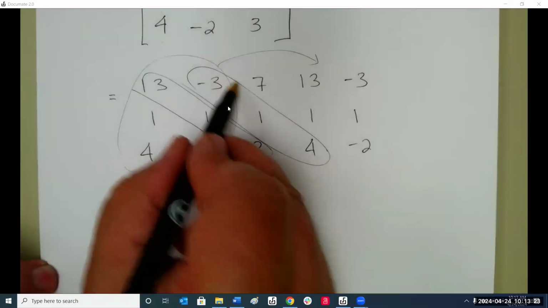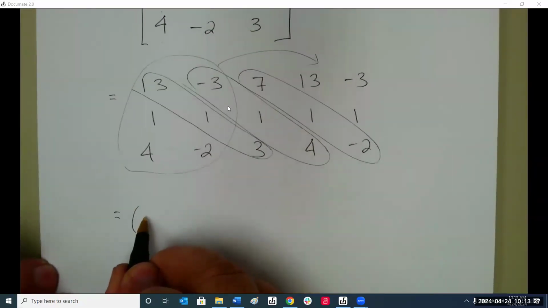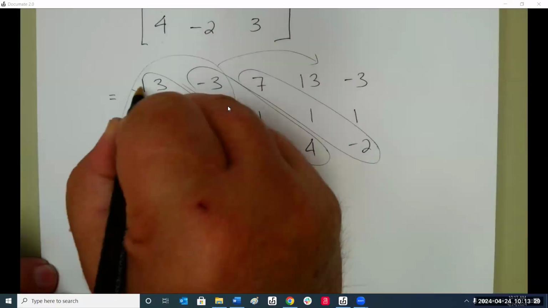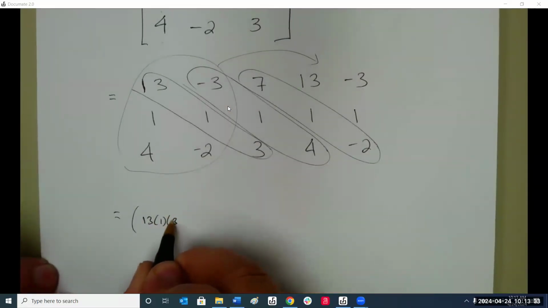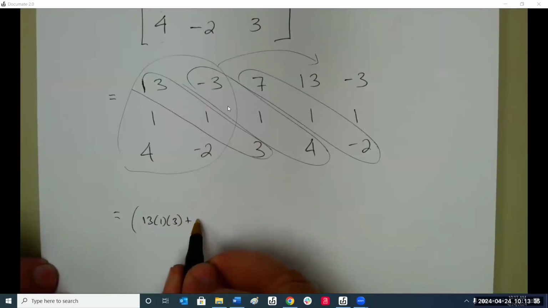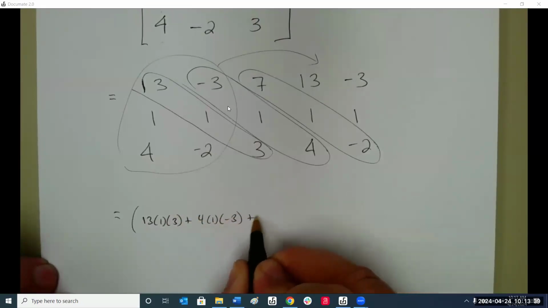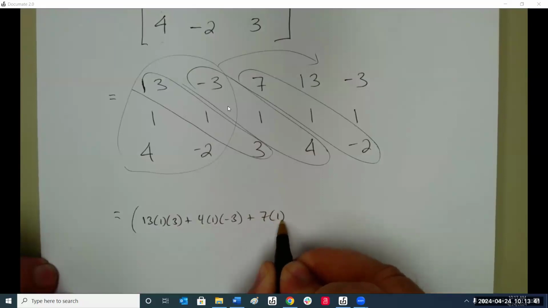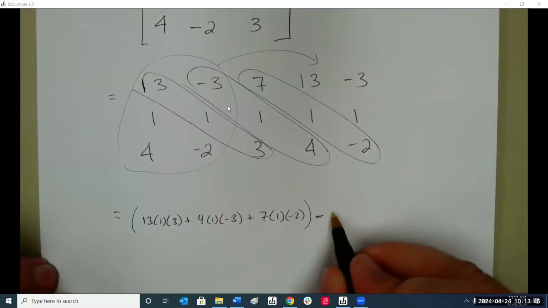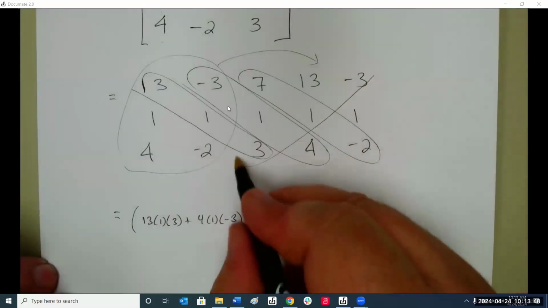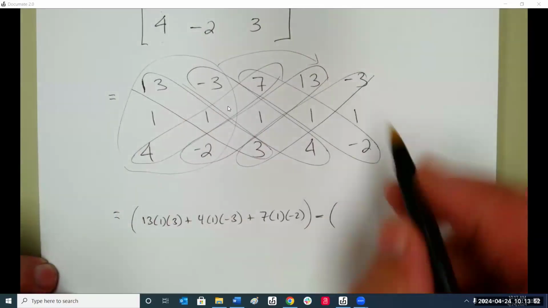Now I multiply each of these and add them together. 13 times 1 times 3 plus 4 times 1 times negative 3, 7, 1, negative 2. Then I subtract this product, the sum of these products.